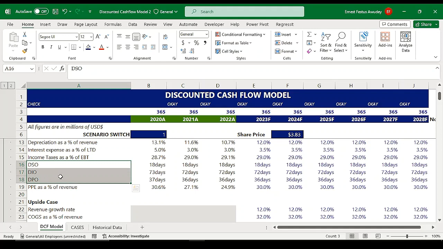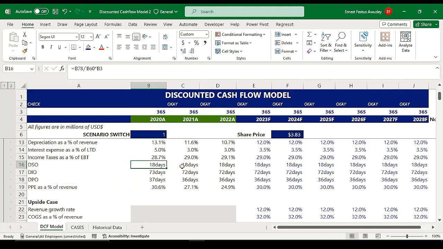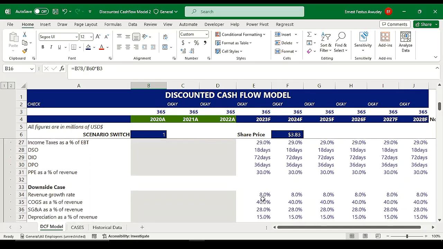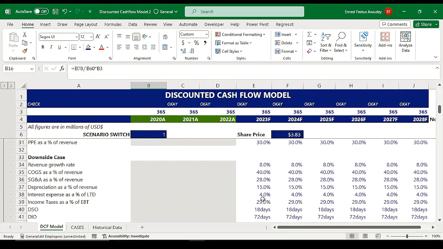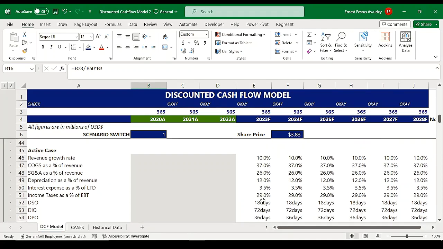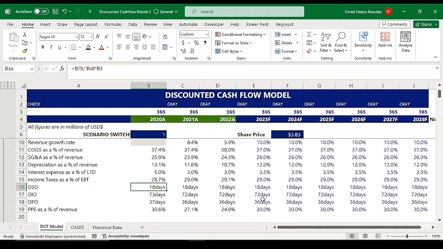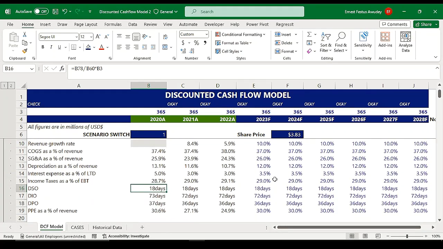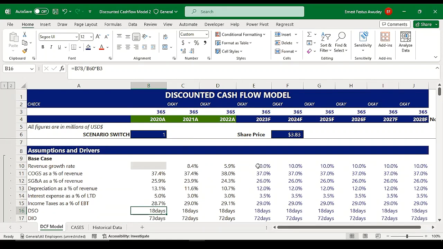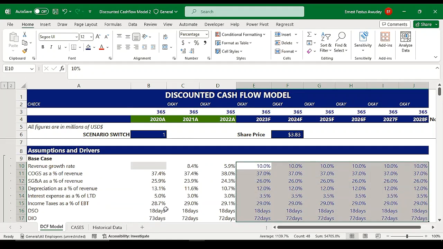We also calculated days sales outstanding, days inventory outstanding, and days payable outstanding, which are the ratios we used in calculating our receivables figure, our inventory figure, and then the payables figure within the balance sheet or the statement of financial position. All right, so that was what we used to forecast those figures. As we can see, we determined our base cases from this scenario.